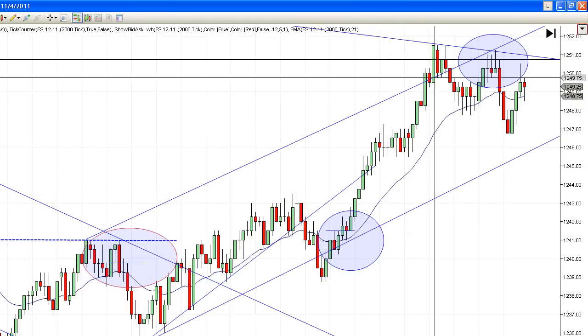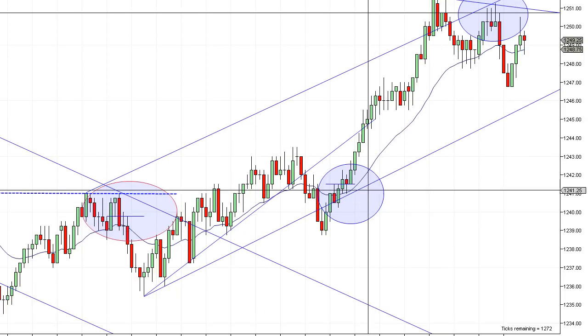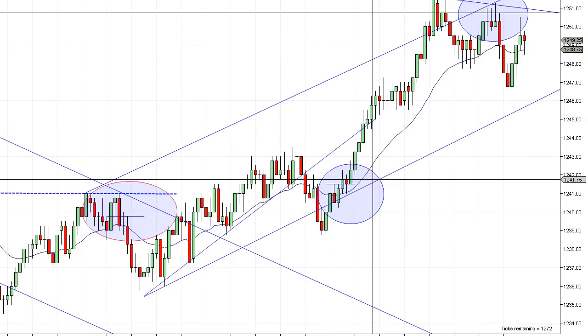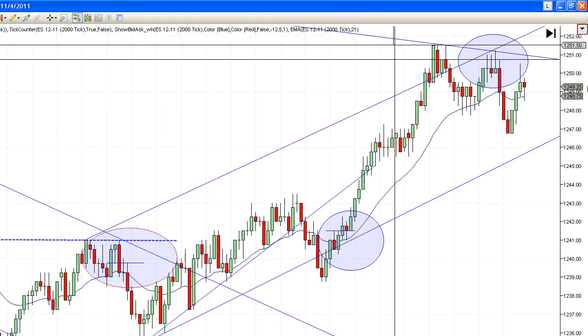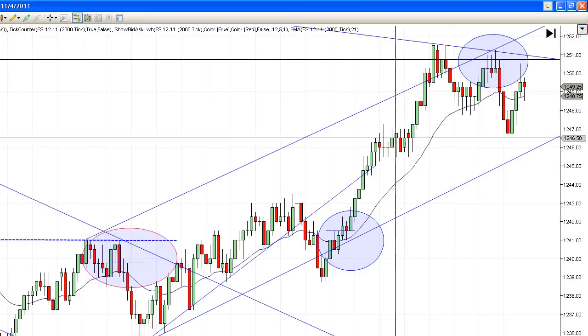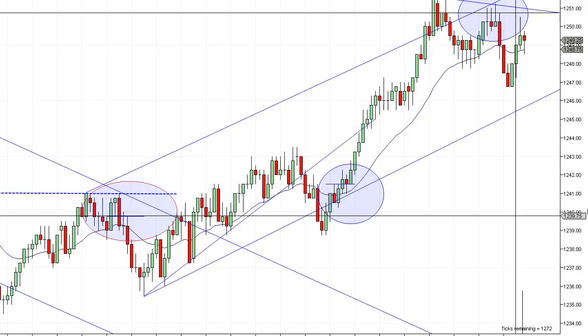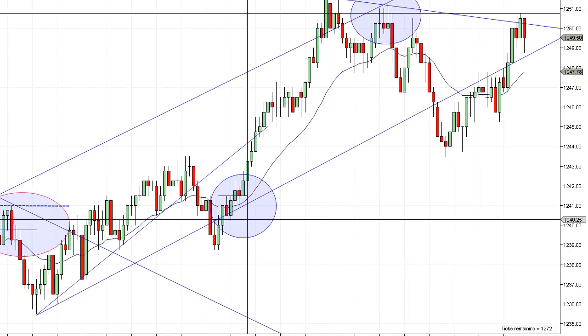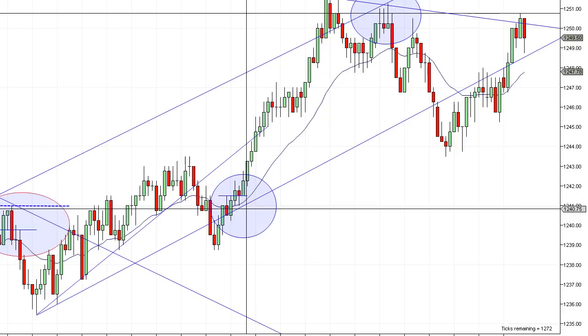We actually got two nice big legs up, and the entry on this one was 41.75, and this ran all the way up to the trend line at 51.75 almost. So that's a 10-point move without hardly any pullback. That was the trade of the day. And that was the one you should have been looking to catch for certain.